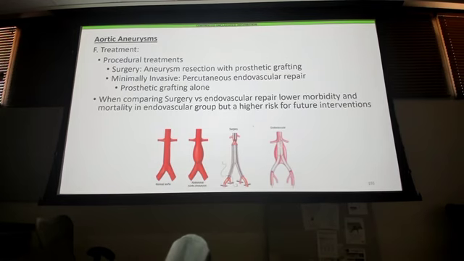And the way that we fix it is either we can do a grafting procedure where we remove the diseased part and replace it, or we can go through catheters through the vessel and do an endovascular procedure, which is a less invasive approach to fix the problem.